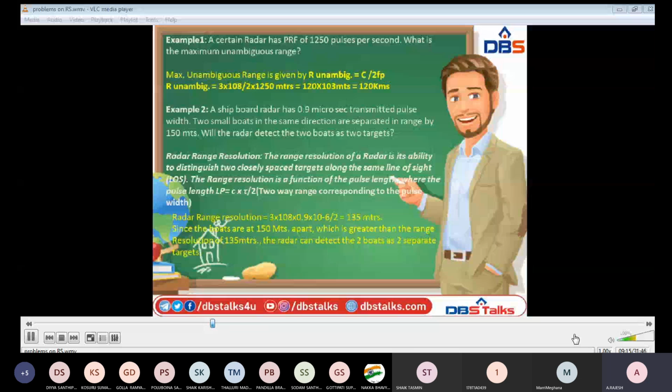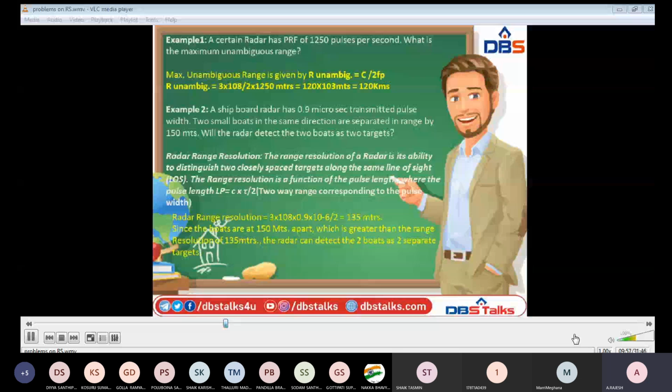Okay, I repeat the question. A shipboard radar has 0.9 microsecond transmitted pulse width. Two small boats are separated by a distance of 150 meters. Will the radar detect the two boats as two targets? We need to find out whether it will accept the two boats as two targets or not. So see here, we need to find the radar range resolution.